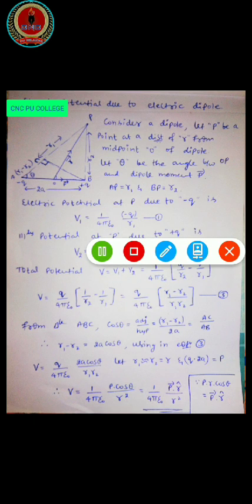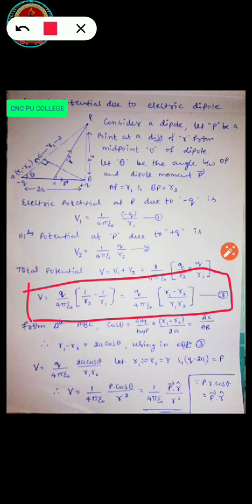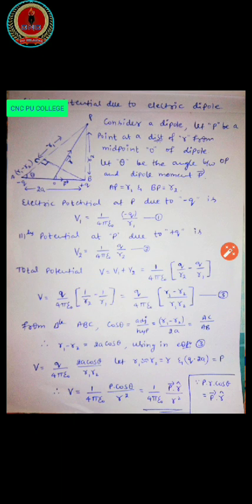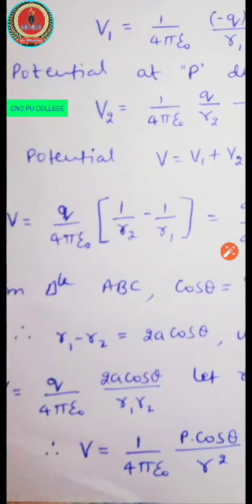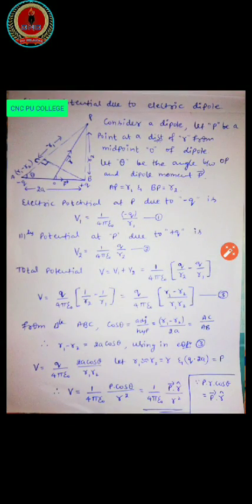What is our equation number 3? Yes, here we can observe equation number 3: V is equals to Q by 4 pi epsilon naught, (r1 minus r2) divided by r1 r2. In that equation, now what we have to do? Just make the substitution. Instead of r1 minus r2, we have to write 2a cos theta. Now we can have the equation form: V is equals to Q by 4 pi epsilon naught, 2a cos theta divided by r1 r2.